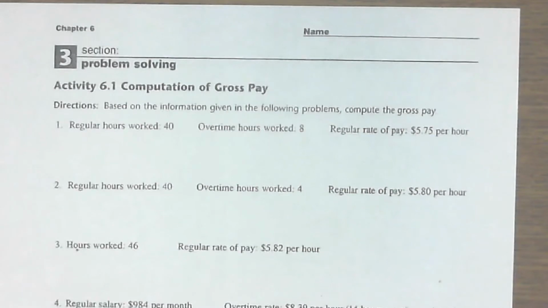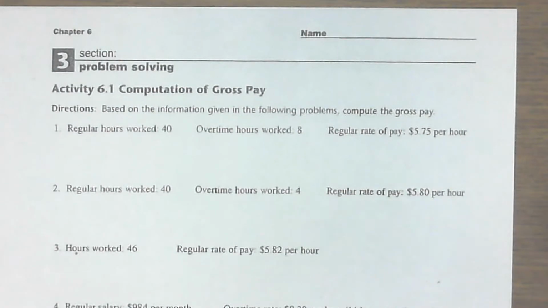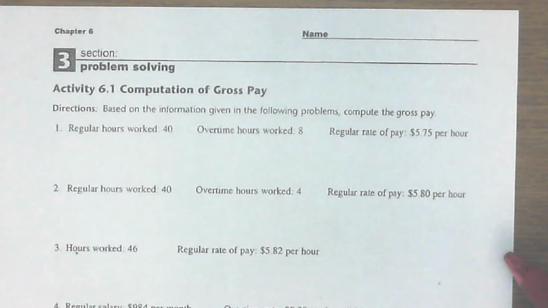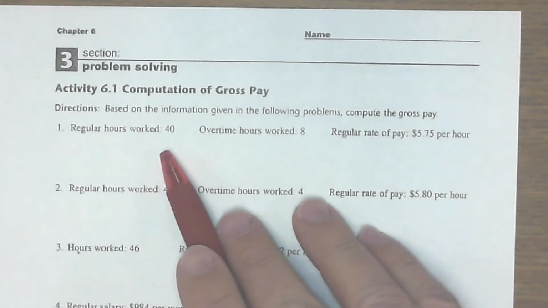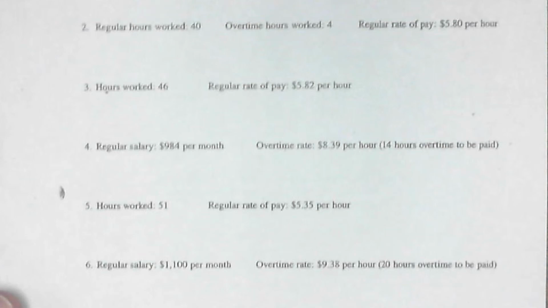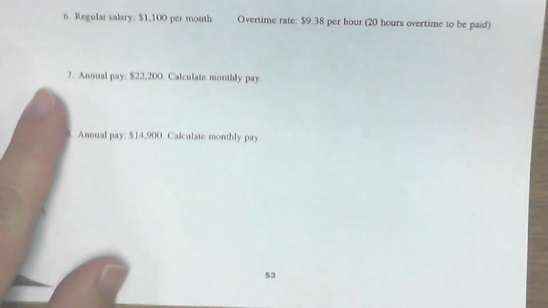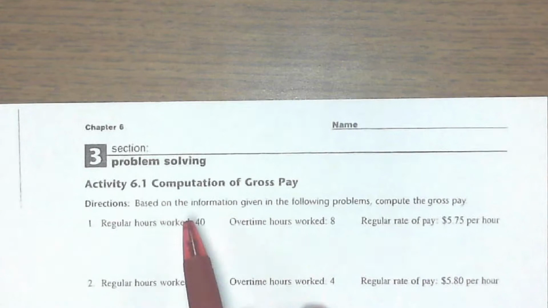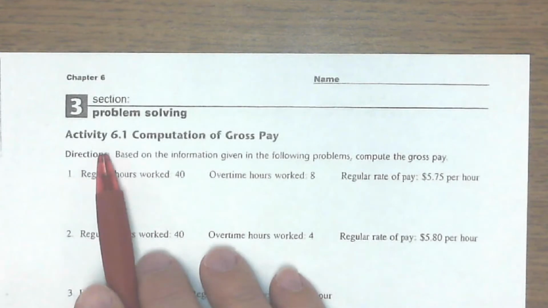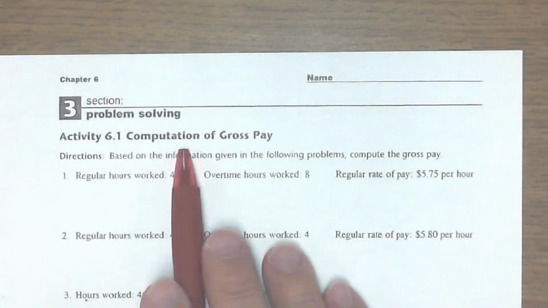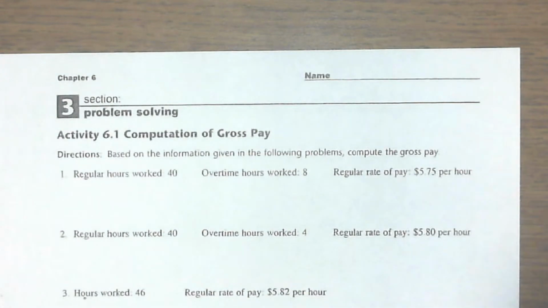on PowerSchool, so if you need to go back and look at it. So I'm going to start with, let's see, the one side. It says page 50, says 53 at the bottom, because I know both sides start with 1. So I'm on the side that says activity 6.1, computation of gross pay.